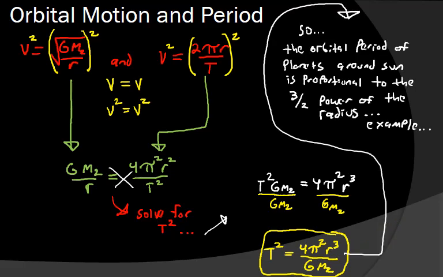So the orbital period of planets around the sun is proportional to the 3/2 power of the radius. In other words, if we're looking at an orbit here, let's say this is the sun, and let's say we're a certain distance away, versus an object that's further away. As we increase the radius, we're also going to significantly increase the period as well. And so this directly relates to Kepler's laws, where this proportion works.